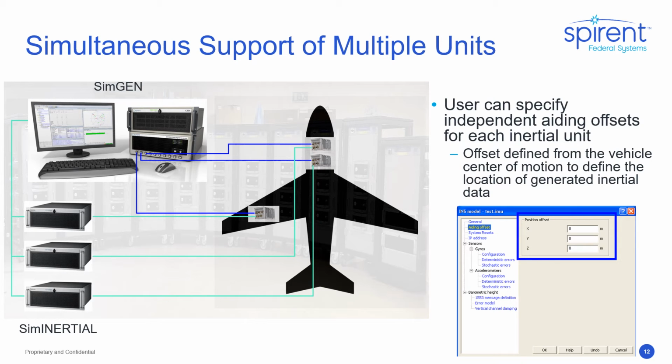SimGen, in combination with SimInertial, is capable of simultaneous simulation of up to 4 independent inertial units. Each unit can be specified with a unique aiding offset for simulation of realistic dynamic effects. These offsets are defined relative to the vehicle center of motion. As seen in the diagram, each inertial unit will require a dedicated SimInertial controller PC, each receiving specific configuration and sensor model data for the defined system.